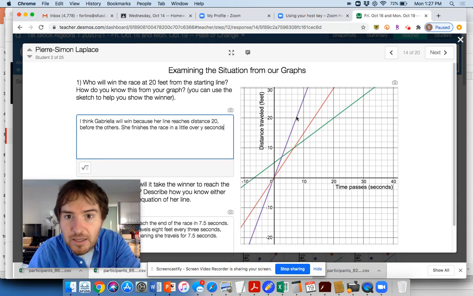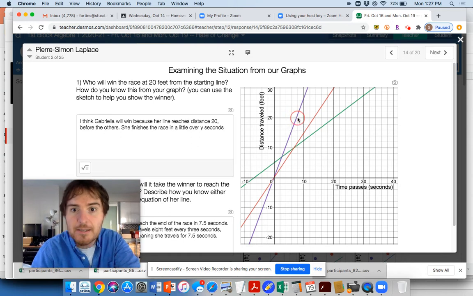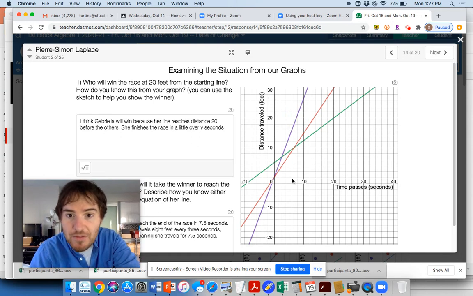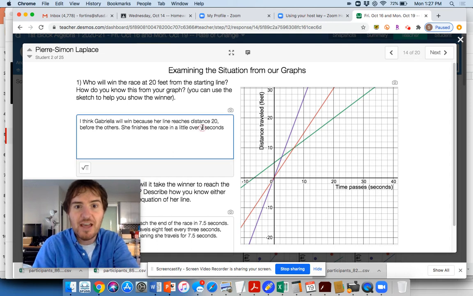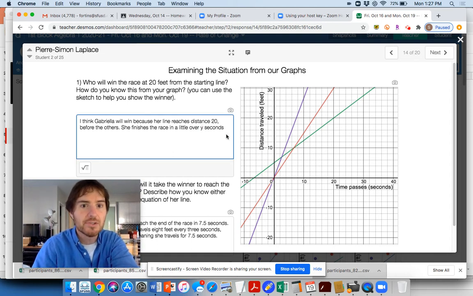Oh, what happens if I click on this? It shows me the coordinate. Nope, it doesn't. So anyways, this is 6, that's 8. And then here, when we get to 20, this is a little bit closer to 8 on the x-axis. So we can read this. This point's probably around 7.5 or so, but I'll just say a little over 7. Oops, not y, a little over 7 seconds. Why does it keep saying y? I'm going to do 7. There we go. 7 is near y on the keypad.